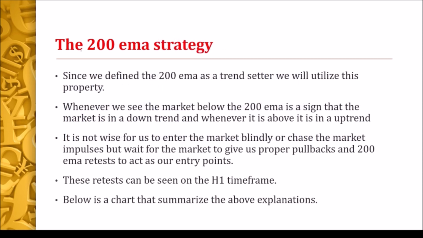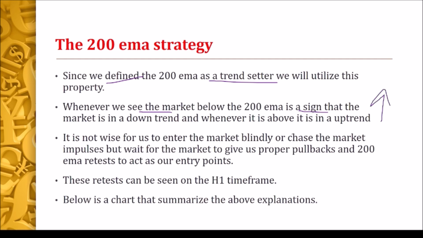So here is the 200 EMA strategy definition. Since we defined the 200 EMA as a trend setter, we will utilize this property. Actually take advantage of the property that it can show us the 200-day move trend. So whenever we see the market below the 200 EMA, it is a sign that the market is in a downward trend. And whenever we see it above, it is also a sign that it is an upward trend.